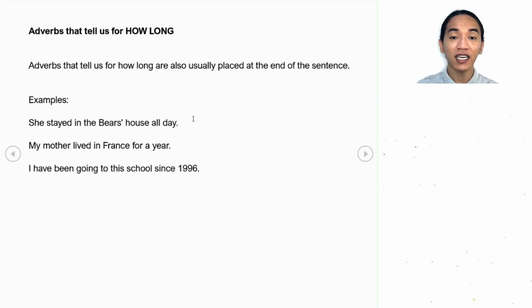Now, adverbs that tell us for how long. Adverbs that tell us for how long are usually placed at the end of the sentence. She stayed in the bear's house all day. My mother lived in France for a year. I've been going to this school since 1996. So these time words, your adverbs of time, answer the question how long.